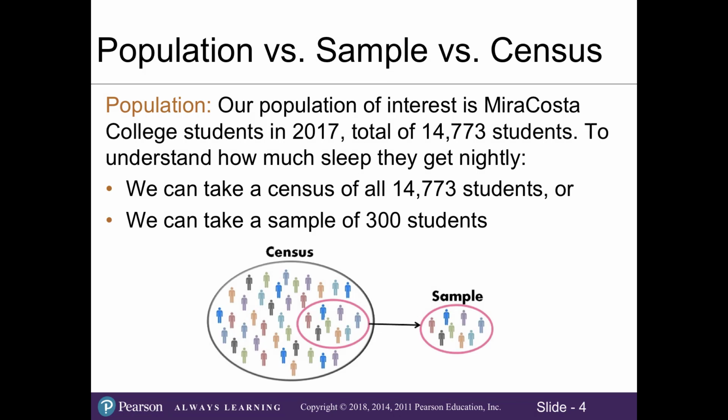Here our population of interest is MiraCosta College students in 2017, which totaled 14,773 students. To understand how much sleep these students get nightly, we could take a census of all 14,773 students, or we could take a sample of 300 students. Now, in organizations, a sample is more efficient and cost-effective than studying the entire population through a census. So those are the kinds of decisions that we want to make when trying to understand what's going on in a population.